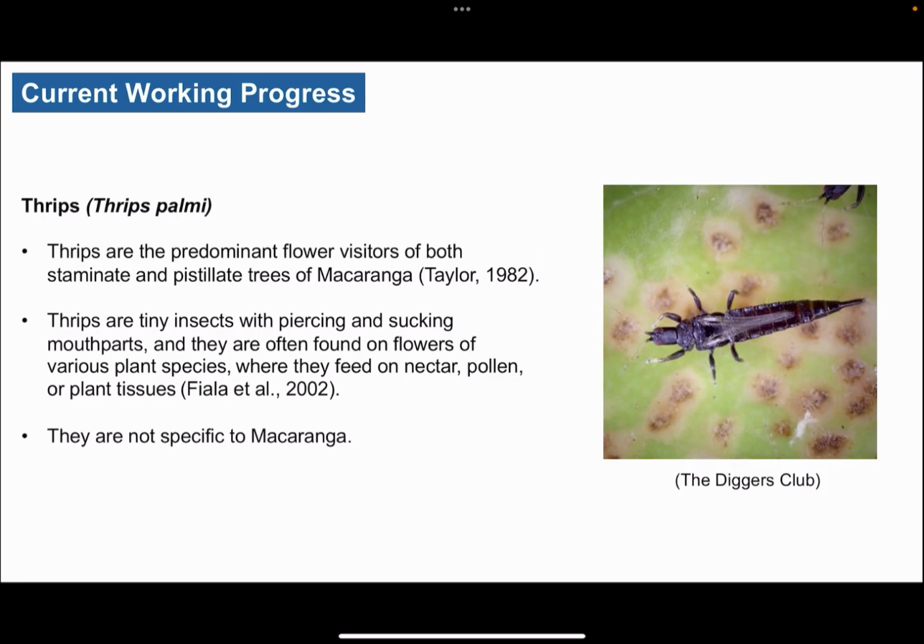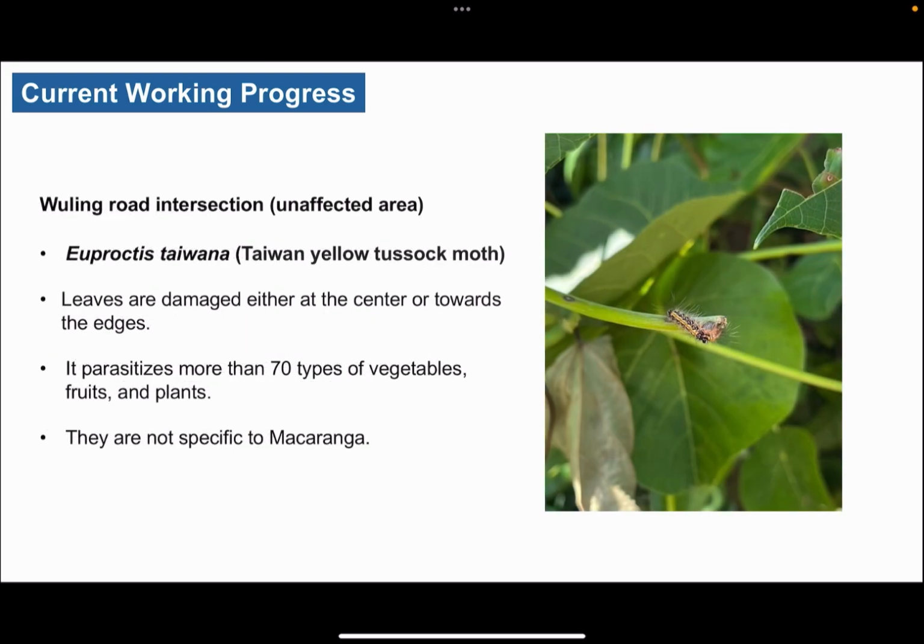Thrips are the predominant flower visitors of both trees of Macaranga. However, they are not exclusive to Macaranga. And we found the Taiwan yellow tussock moth at Wooling Road intersection. Leaves are damaged either at the center or toward the edges. However, they are not exclusive to Macaranga either.